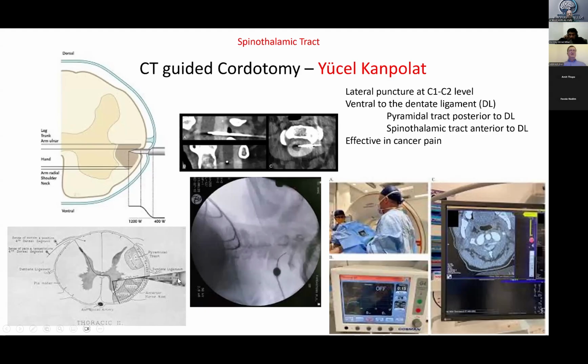It is with entering at C1, C2 level, entering the spinal cord from one side and giving some contrast medium inside, and then making a small lesion like this by radiofrequency lesion. This was described by Professor Yücel Kampolat from Ankara, Turkey.